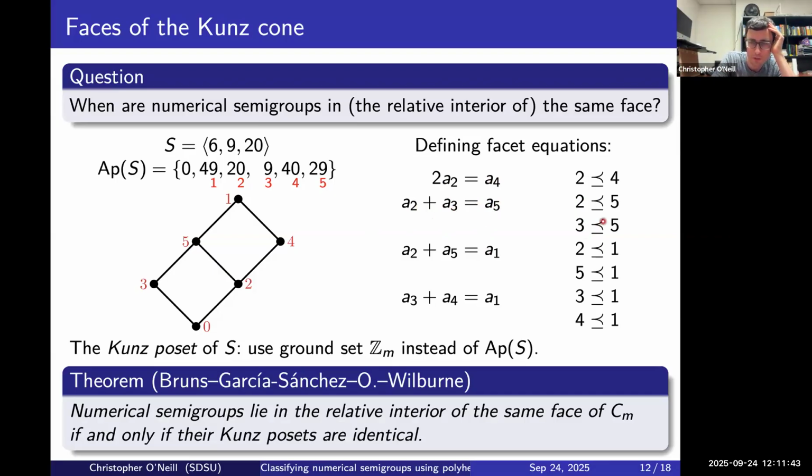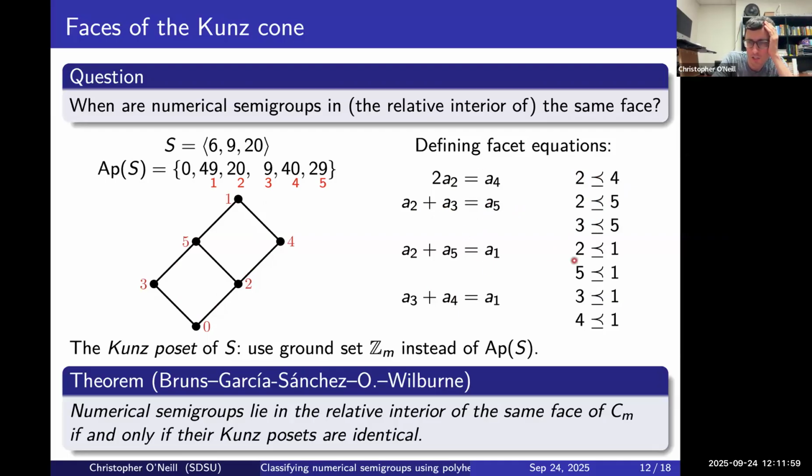That tells us 3 needs to be below 5, right? Similarly, A5 minus A2 equals A3. That tells us 2 needs to be below 5. So these are really telling us exactly what the relations are in this poset.